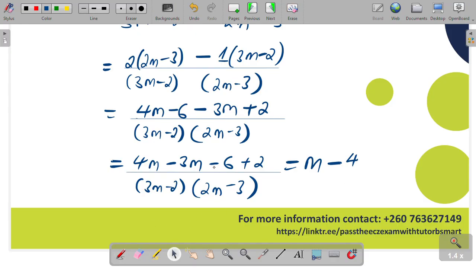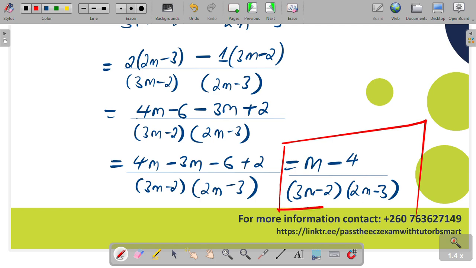And then we bring our line here. Let me reduce it a bit so that it fits here. So we now write the denominator the way it is, minus 3. So this is our final answer.